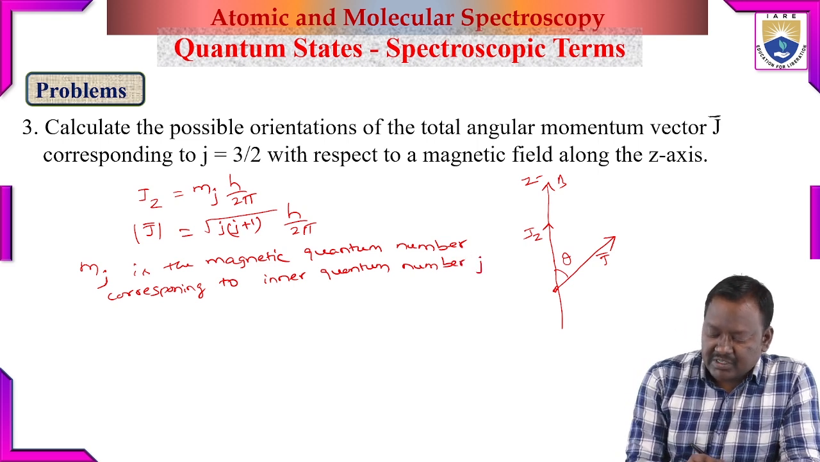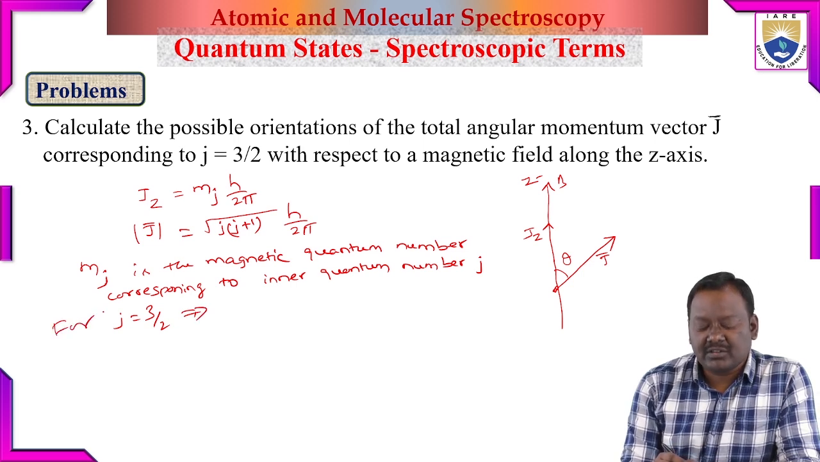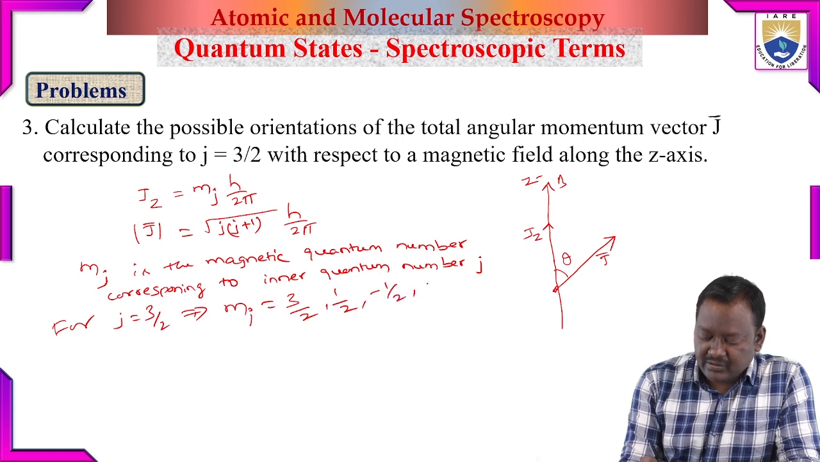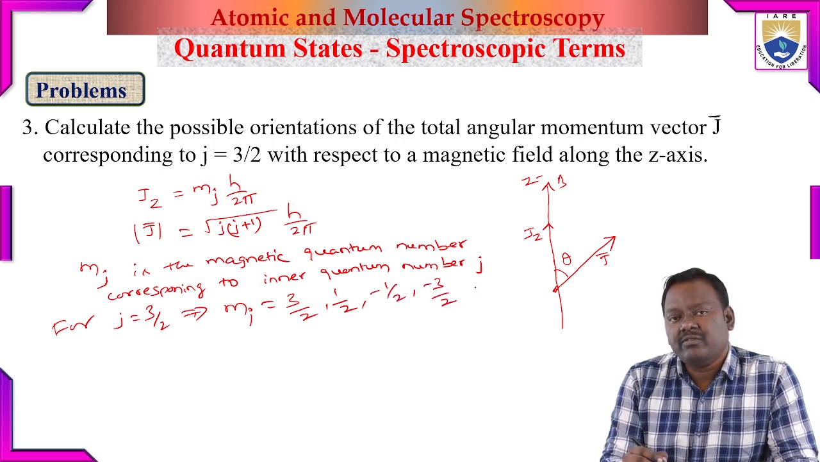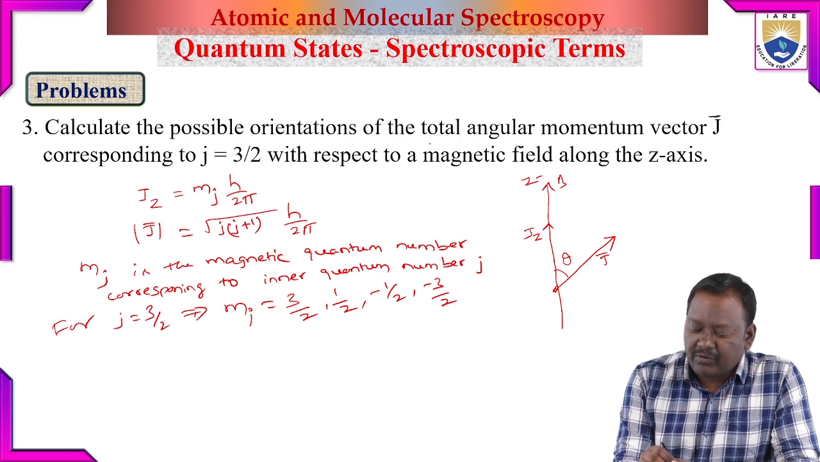So if the j value is given as 3 by 2, the possible mj values are 3 by 2, 1 by 2, minus 1 by 2, minus 3 by 2. There are 4 possible values for mj. We need to find the possible orientations of the total angular momentum vector j bar corresponding to j 3 by 2.